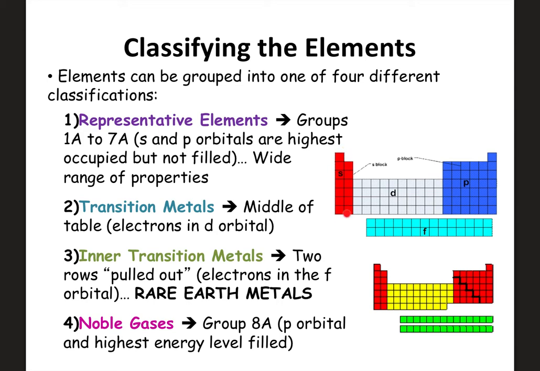So you have representative elements in the S's and the first five P's, transition metals in the D block, inner transition metals or rare earths in the F's, and then you have the noble gases in the far right, the very last column of the table. So now what we're going to do is start working our way through some of these different columns in these groups. We'll start with the representative elements first and work our way through some of the columns, and then we'll talk about all the groups here.